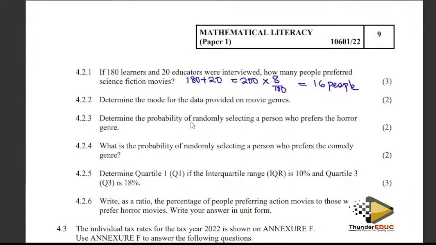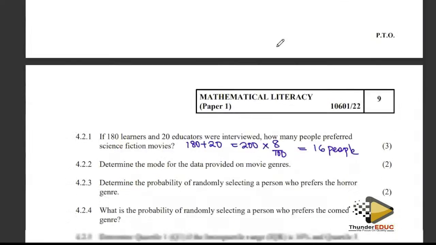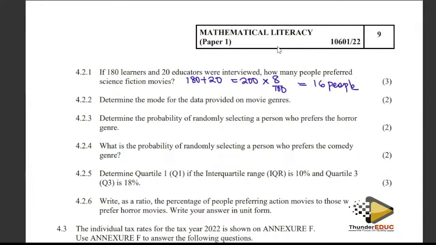Determine the mode of the data provided on the movie genres. The mode here, you would have looked at the highest part, the highest percentage, which is comedy. You can say comedy.